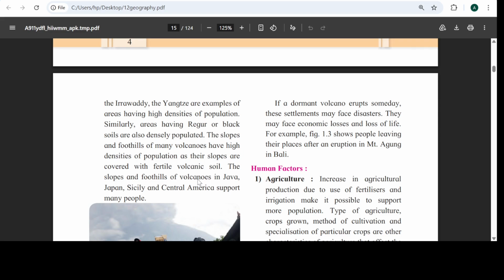If a dormant volcano erupts someday, these settlements may face disaster. They may face economic losses and loss of life. For example, Figure 1.3 shows people leaving their places after an eruption of Mount Agung in Bali.